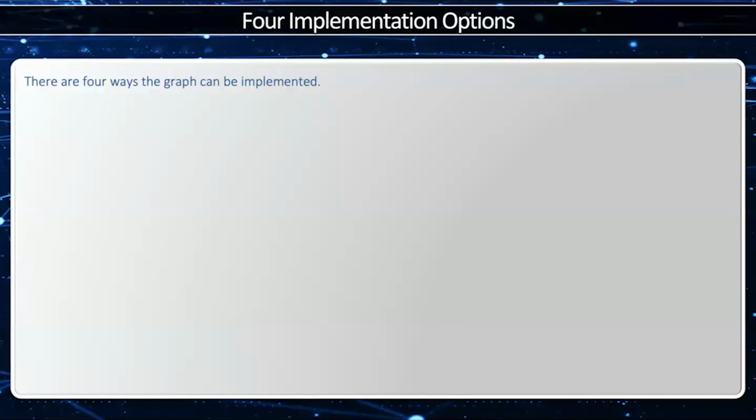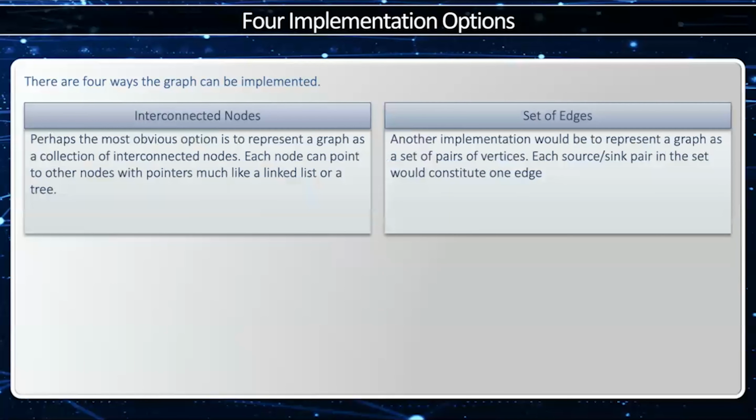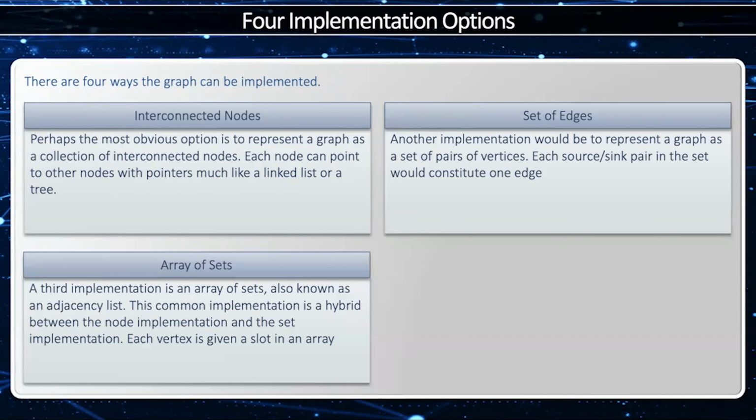There are 4 implementation strategies for the graph. The first is interconnected nodes, where every vertex on a graph is represented as a node, and that node has a collection of pointers to other nodes, which represent vertices. The second is a set of edges, where every edge in the graph is represented by a 2-vertex pair. The third is an array of sets, where every source vertex can have a set of destination vertices, and if there is a destination vertex for a given source, there's an edge there.